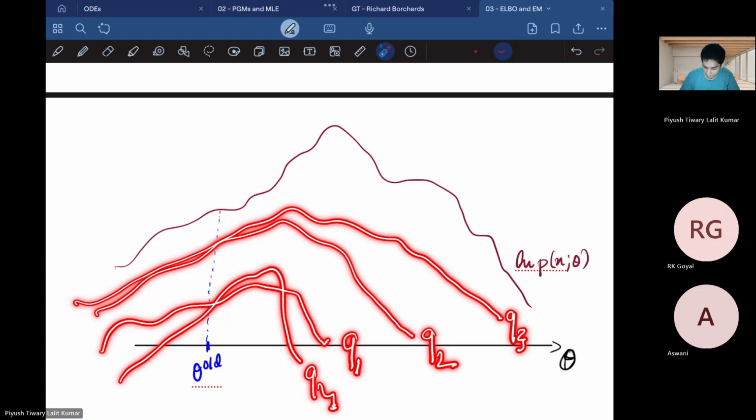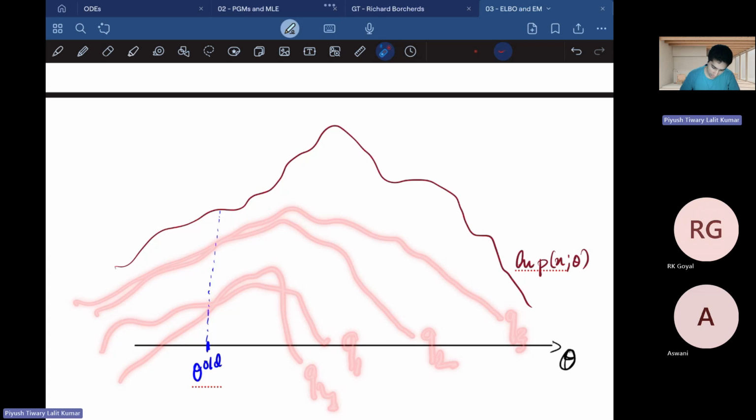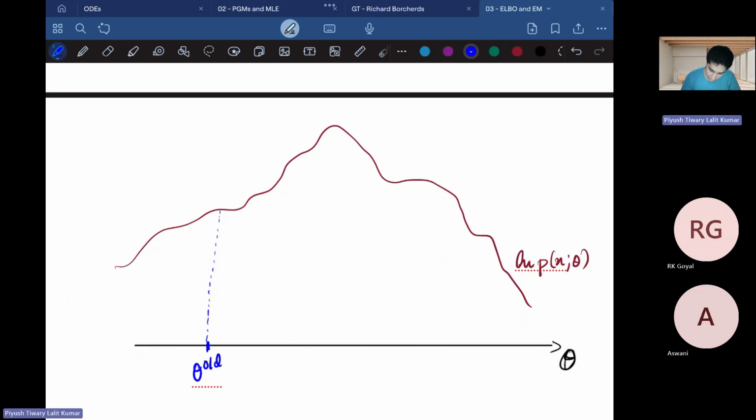Does that make sense? Okay. So let's take one such q, for example, something like this. This is f of some q comma theta. In general, it will look like this. But now what you are doing is you have fixed this theta old, and you're saying that find a q which maximizes the value of this ELBO for this theta old.